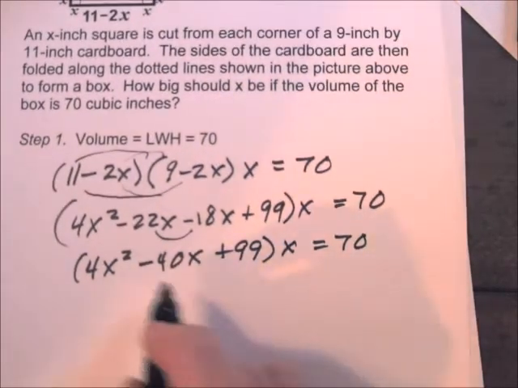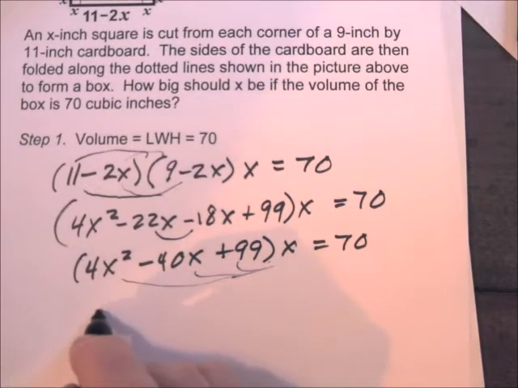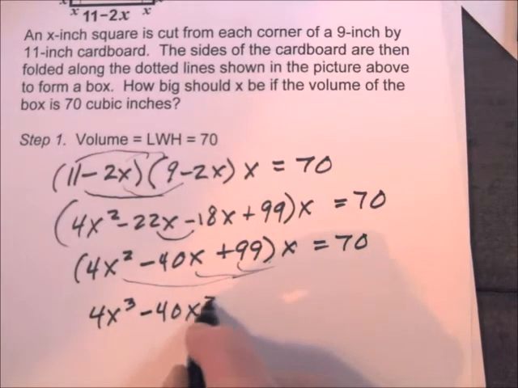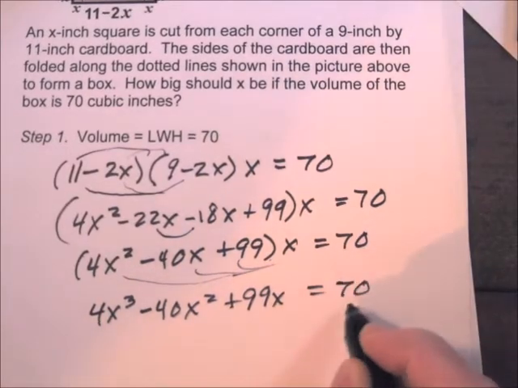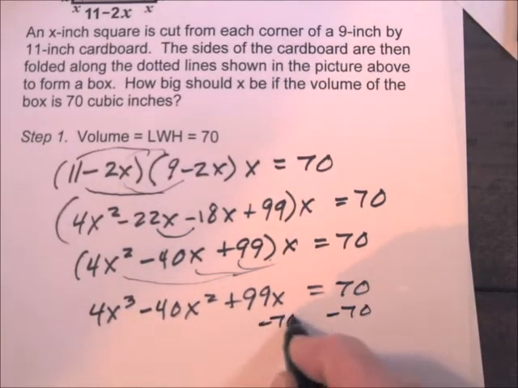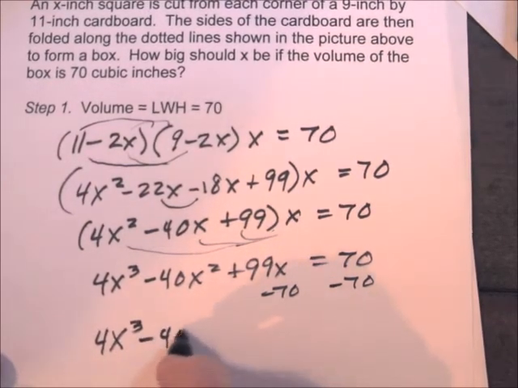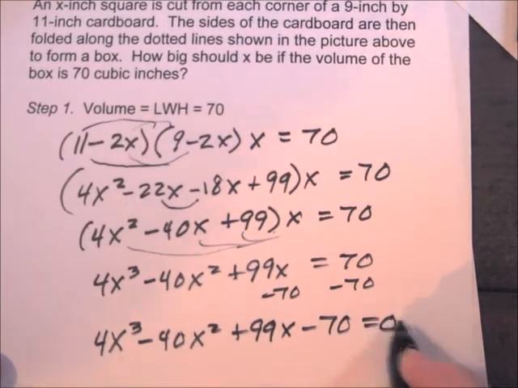And then we can distribute the x, x times each term inside the parentheses here. That'll give us 4x to the third minus 40x squared plus 99x equals 70. And then if we subtract 70 from both sides of the equal sign, we'll get 4x to the third minus 40x squared plus 99x minus 70 equals 0. Okay, so that's our equation, and we want to solve that for x.